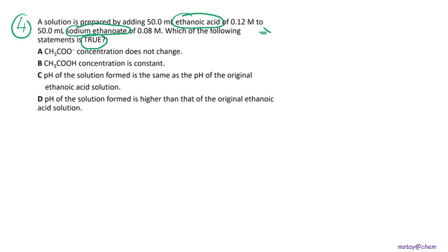Basically, as we know, the solution formed is a buffer solution. When you mix 2 substances with different concentrations together, the concentration of CH3COO- will be changed, and the CH3COOH also will be changed. So both of those answers are wrong. Next, the pH of the solution formed is the same as the pH of the original. This is not correct. So the answer will be the remaining option.